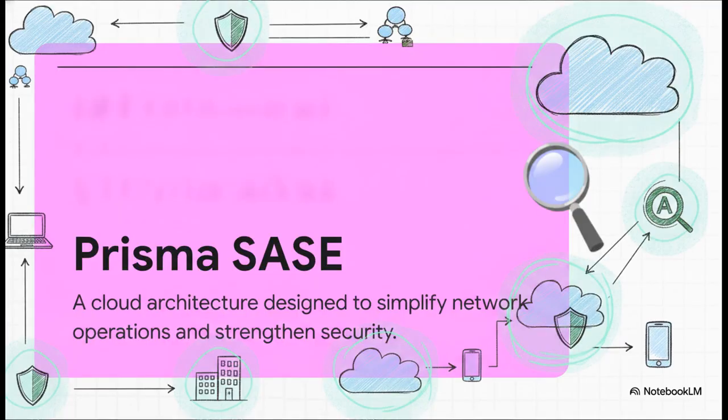Enter SASE, or Secure Access Service Edge. Specifically, architectures like Prisma SASE by Palo Alto Networks. This is basically the ultimate modern solution designed to bring agility and resilience to our network connections. See, instead of forcing remote workers to route all their traffic slowly back through some central corporate headquarters just to get secured, SASE pushes the security directly out to the edge, literally right to where the user and the cloud applications actually are. It's a real game changer.